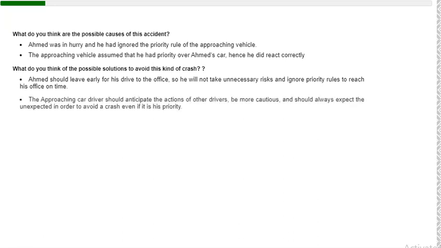The approaching car driver should anticipate the actions of other drivers, be more cautious, and should always expect the unexpected in order to avoid a crash even if it is his priority.